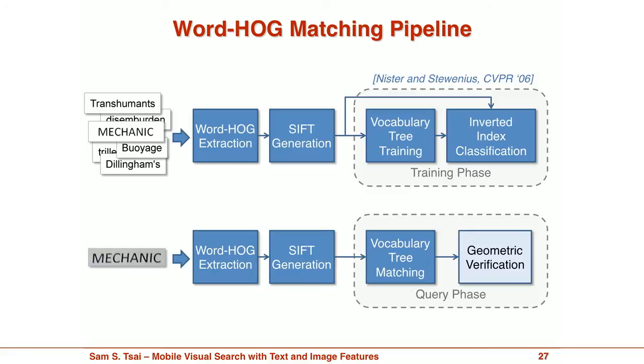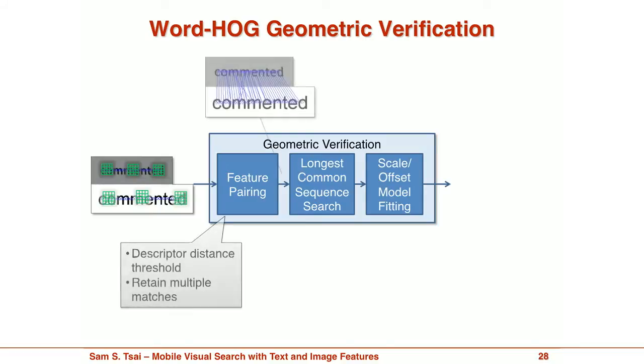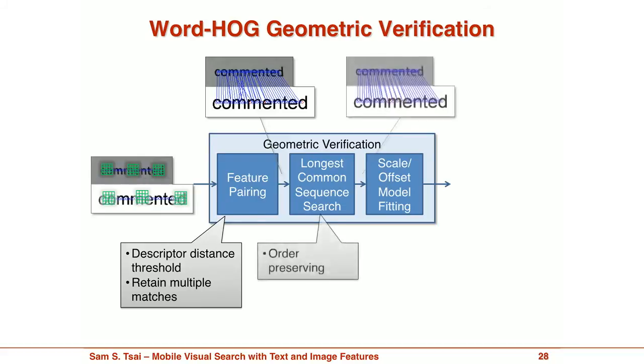However, since we're dealing with text patches and that we generate descriptors on a single line, we would need to redesign the geometric verification stage. We use the geometric verification method as shown here. Given the feature sets of two word patches, we will first pair the nearest neighbor features together based on the descriptor distance. But because we're dealing with text, we use a distance threshold to rule out bad matches and try to keep multiple matches. To rule out the false positives, we search for the longest common sequence of matching feature pairs that preserves the order. This would help us rule out the crisscrosses as was shown in the connections.